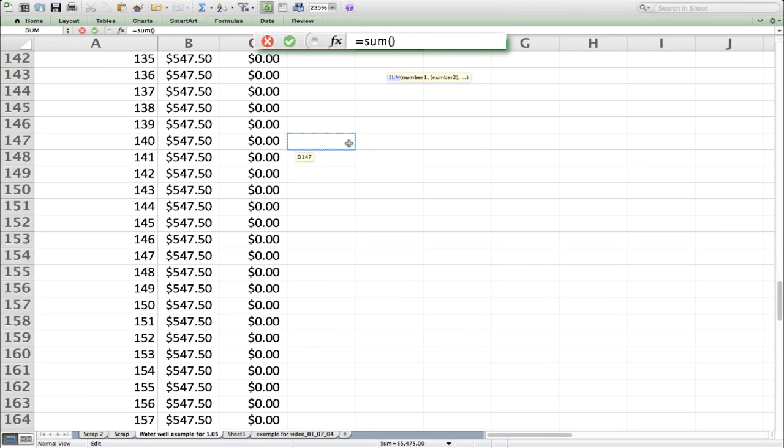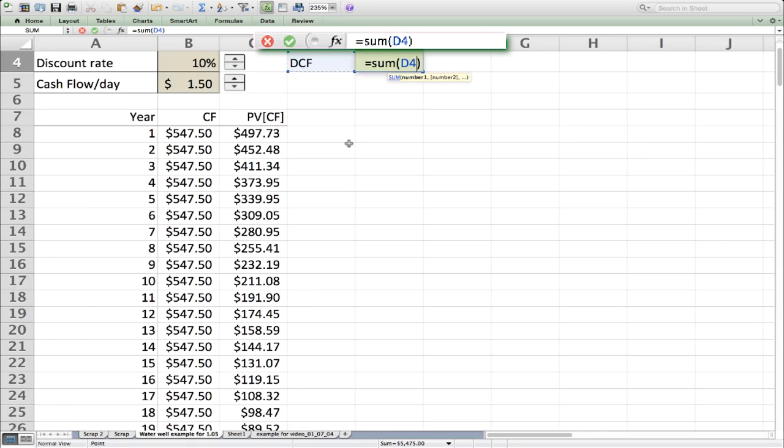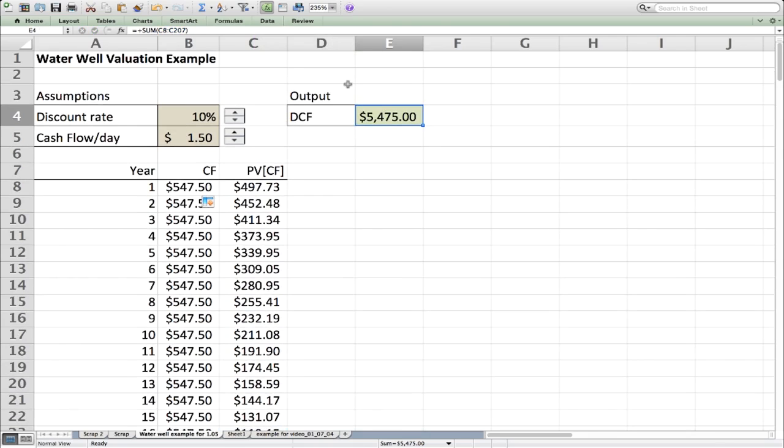Whoops. Let's go up and see what we did wrong. There we go. That's the sum from C8 to C207, which gives me the sum of the discounted cash flows. So the answer is $5,475.